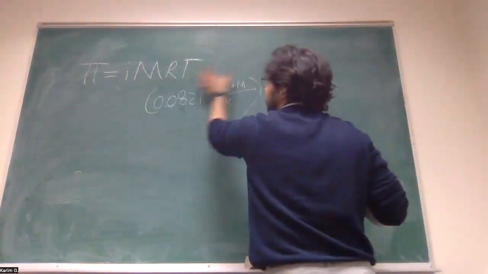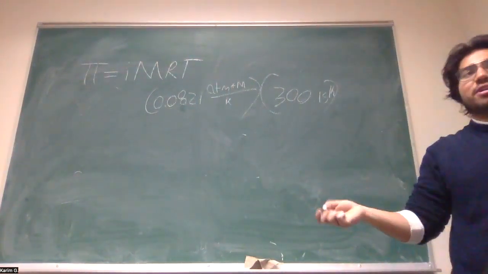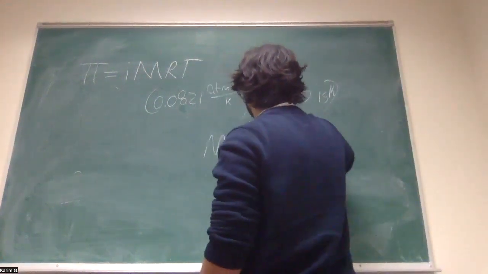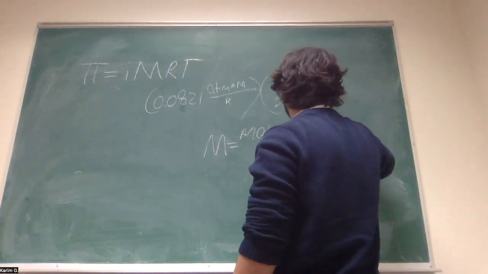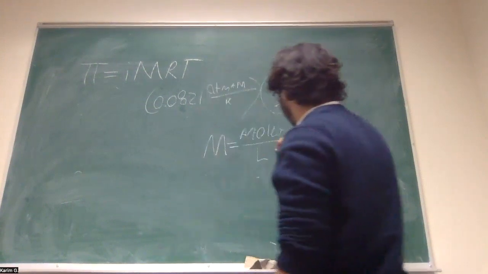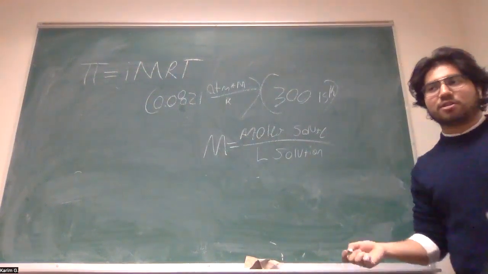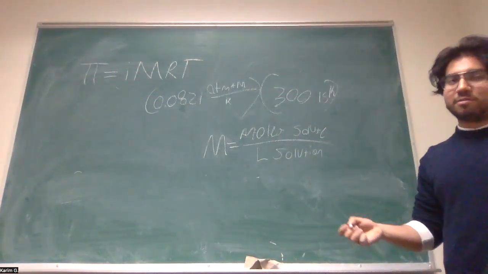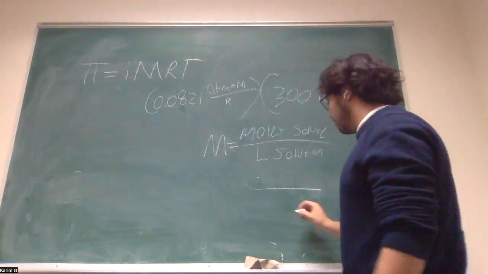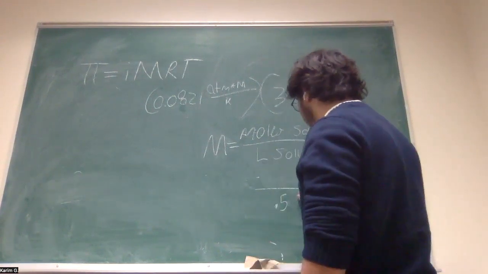So this is RT and then molarity. Are we given molarity? No. But can we find it? Yeah. So remember, molarity is moles of solute over liters of solution. Are we given liters of solution? You're given milliliters, but you can convert to liters, right? So 500 mL in liters is just 0.5.